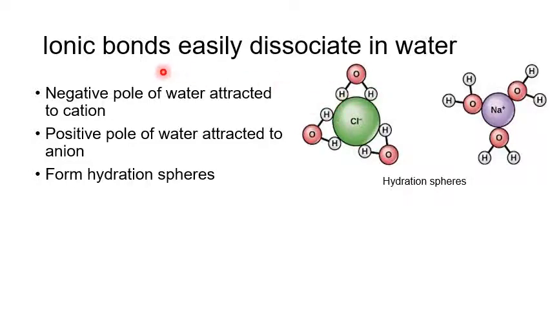So when you put sodium chloride in water, the positive hydrogen side attracts to the negative chloride, and the negative oxygen side attracts to the positive sodium ion and separates that ionic bond. And basically what's formed is a hydration sphere. So when you put ionically bonded molecules in water, they dissolve or dissociate in that water.